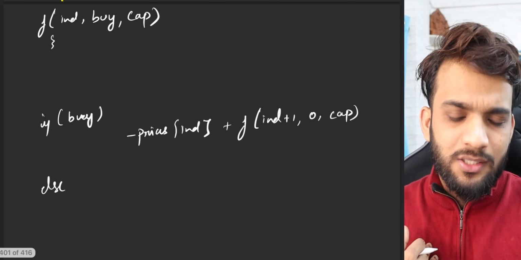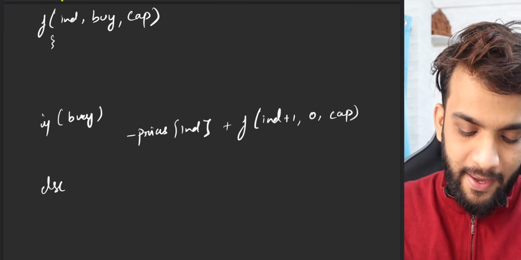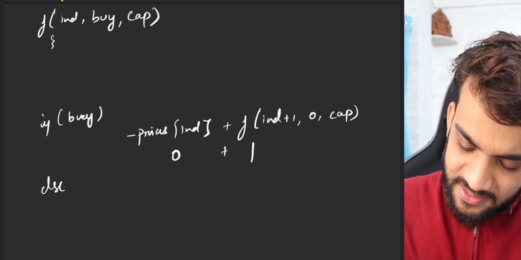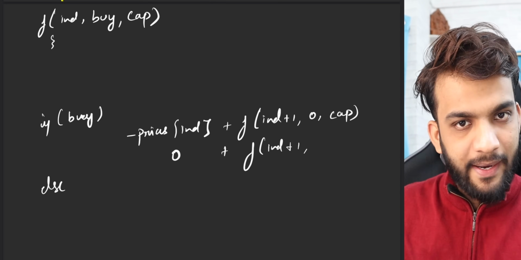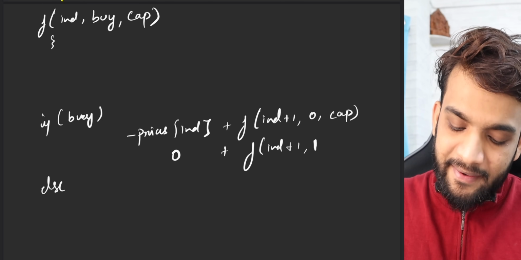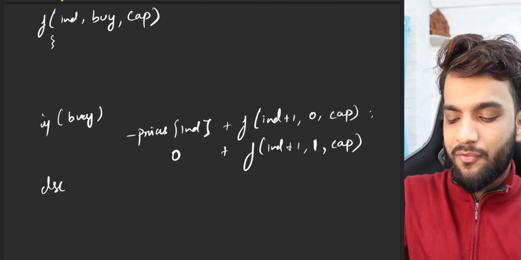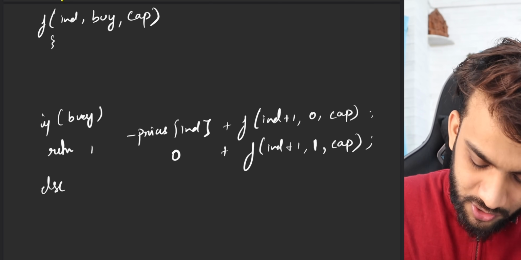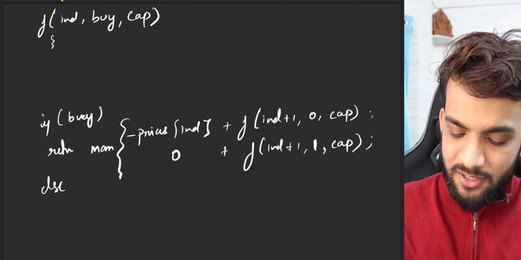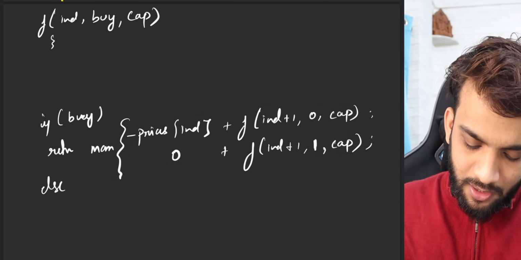Or else I can say, hey, listen, on this given day, I'm not interested to buy. If I'm not interested to buy, can I say I'll take a zero plus F of the next day, right? And I'll still be able to buy because I did not buy anything. And the transaction cap will be the same, I'll still have the same number of transactions. And what I will return is the max of these two elements. As simple as that, I return the max of this or this, correct?